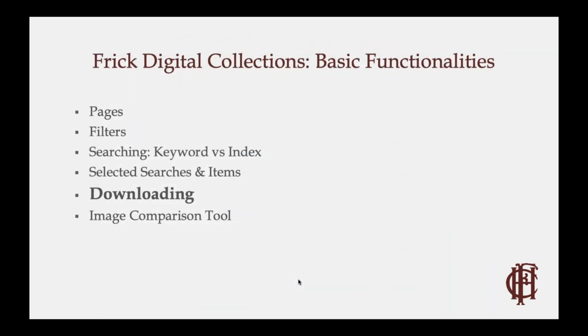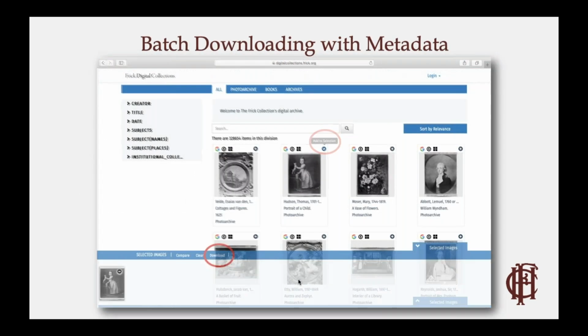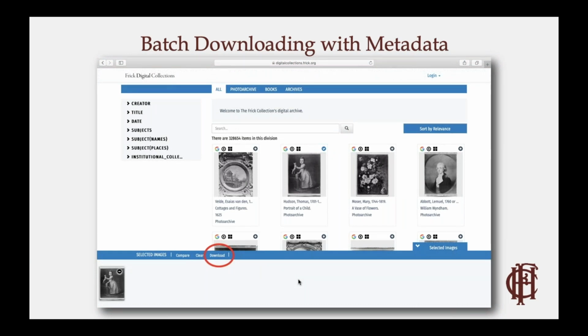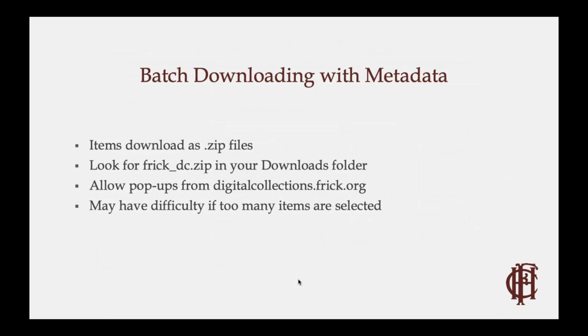So finally, we'll talk about downloading. It's from the same selected images bar that I just mentioned, where you'll be able to download groups of images and metadata. So to do so, you'll click on the download button. Make sure to allow for pop-ups. And your files will download as a zip drive, so look for something called frick_dc.zip in your downloads folder.